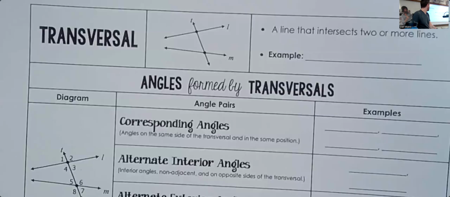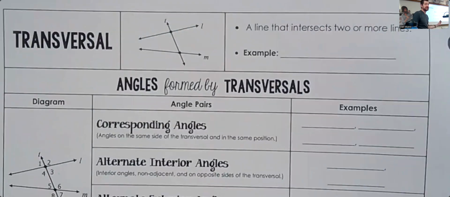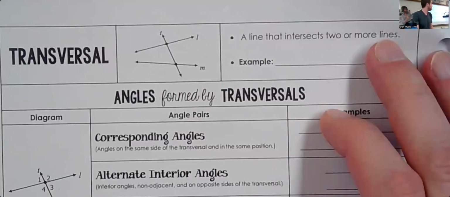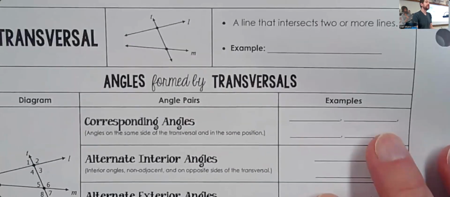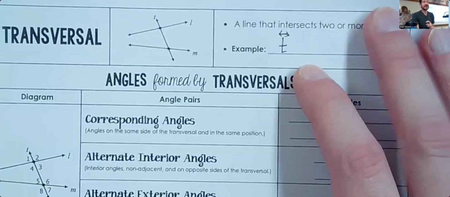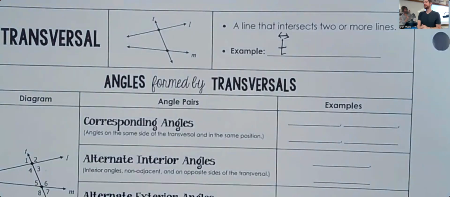So the other big part of what we're going to learn today is the different types of angle relationships that you get when you have what's called a transversal. So let's take a look. First of all, a transversal is just a line that goes through 2 or more other lines. So for example, here, which of those 3 lines would be the transversal? T, yeah. So line T is our transversal here.